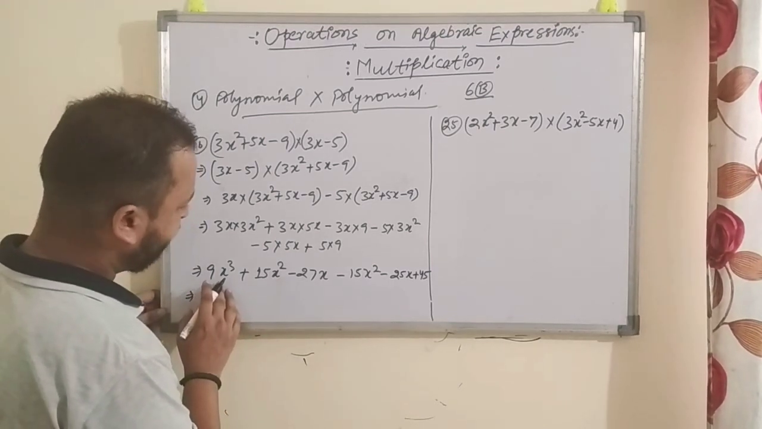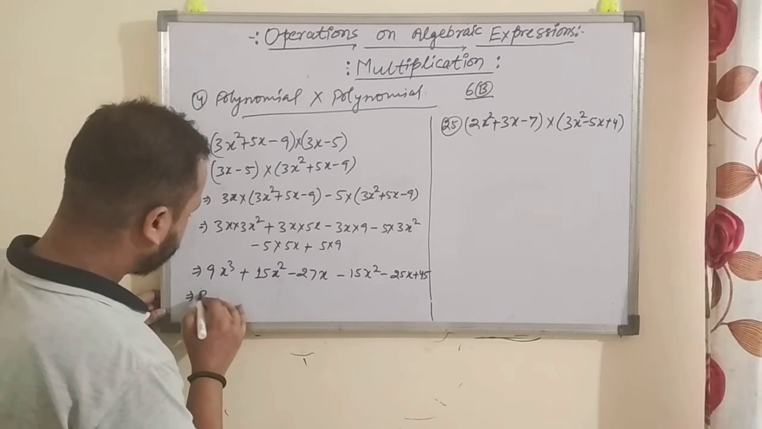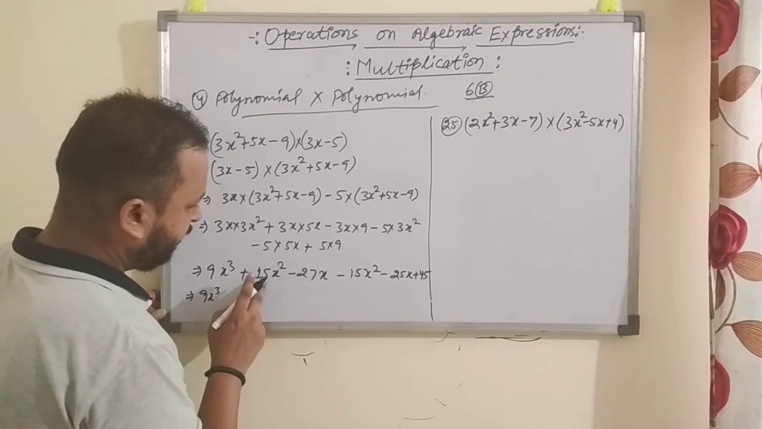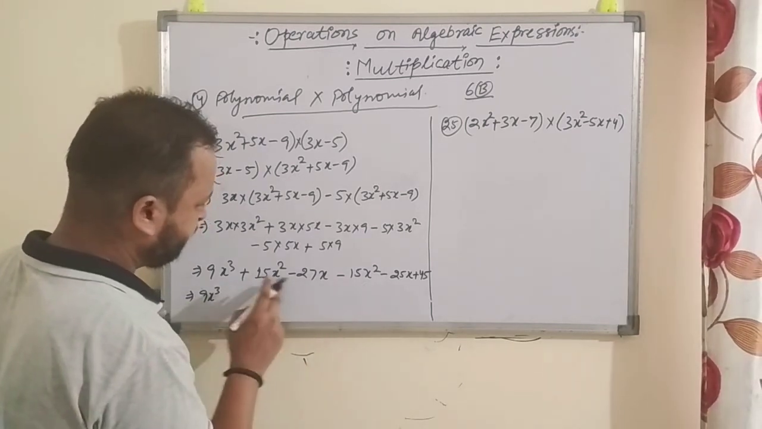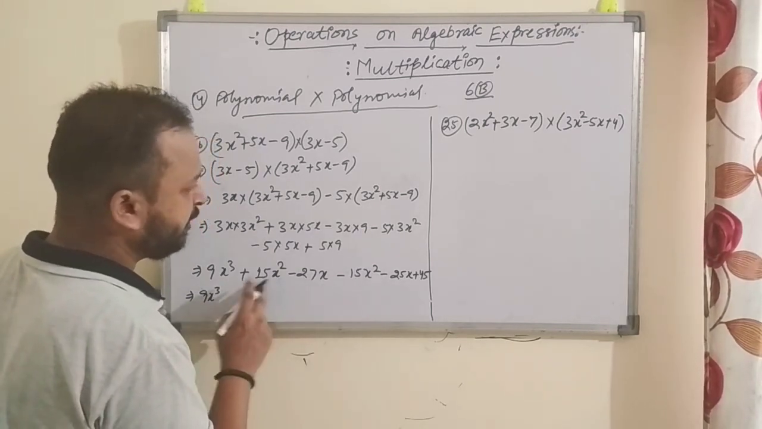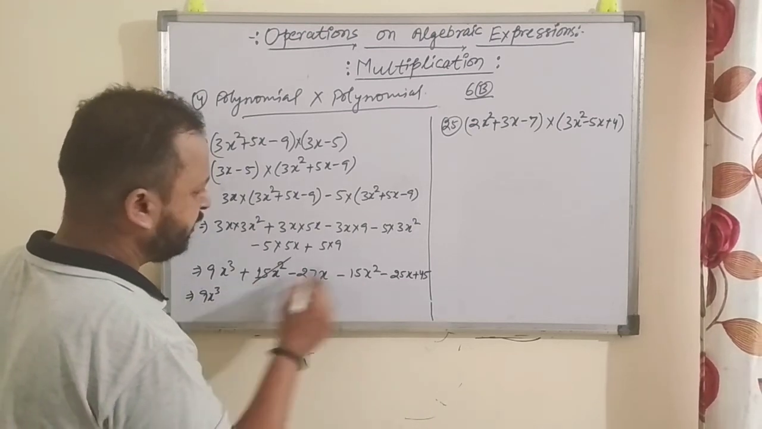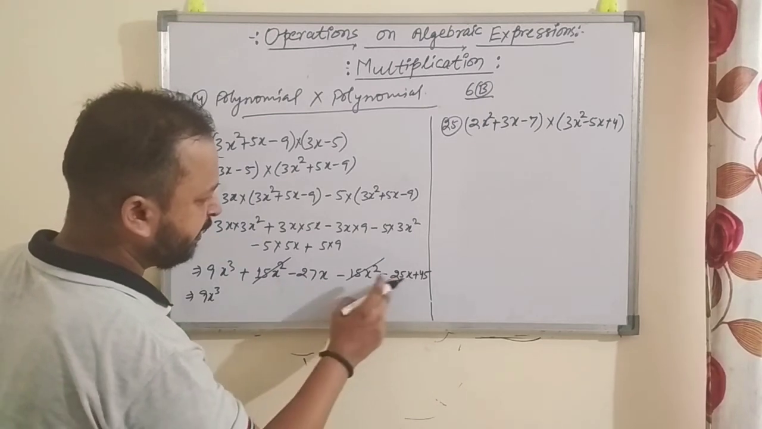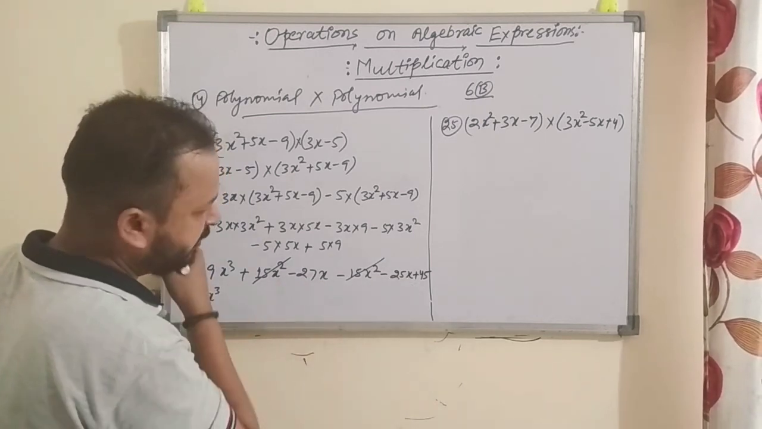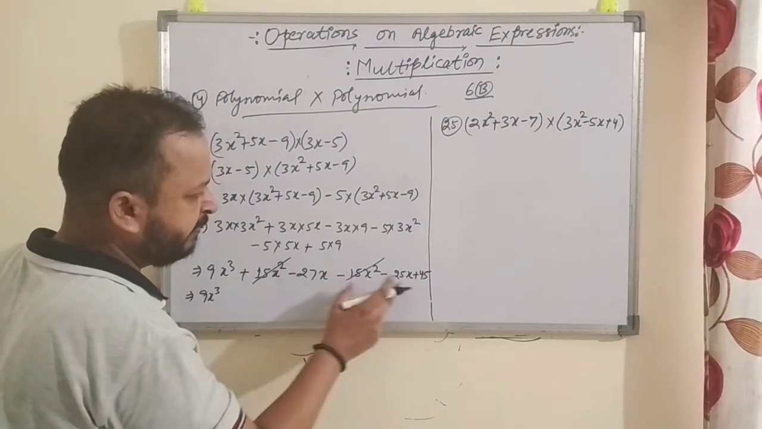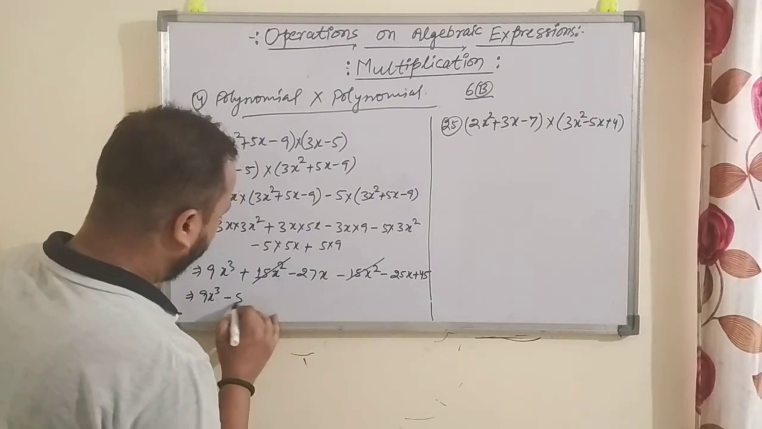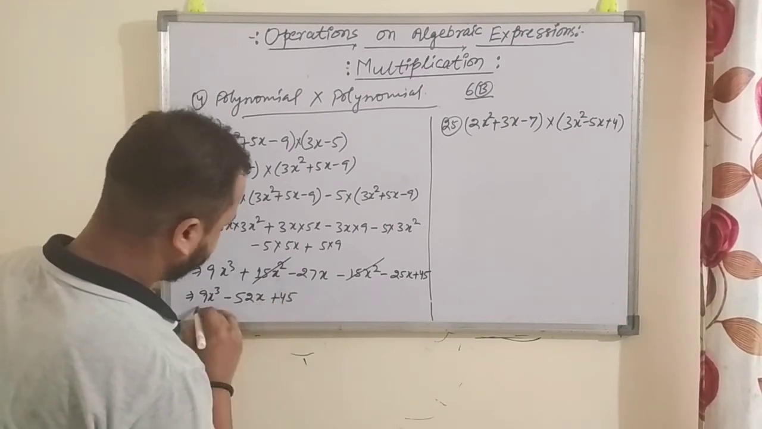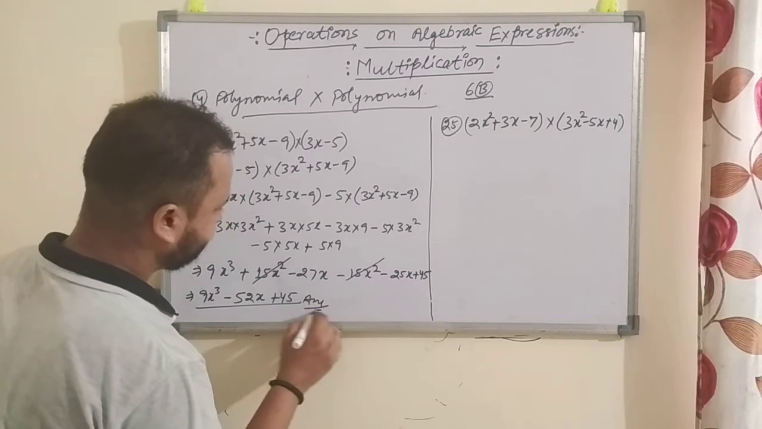The 9x cube term is single, so write it here. The x square term has two terms, one with a positive sign and one with a negative sign, so they both got cancelled. Here minus 27x and minus 25x, right? So 25 and 27, that is 52. So minus 52x plus 45. This is the answer, right?